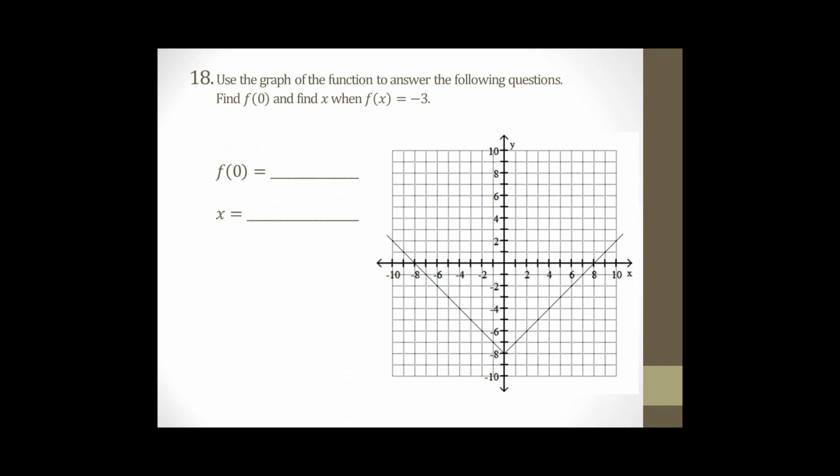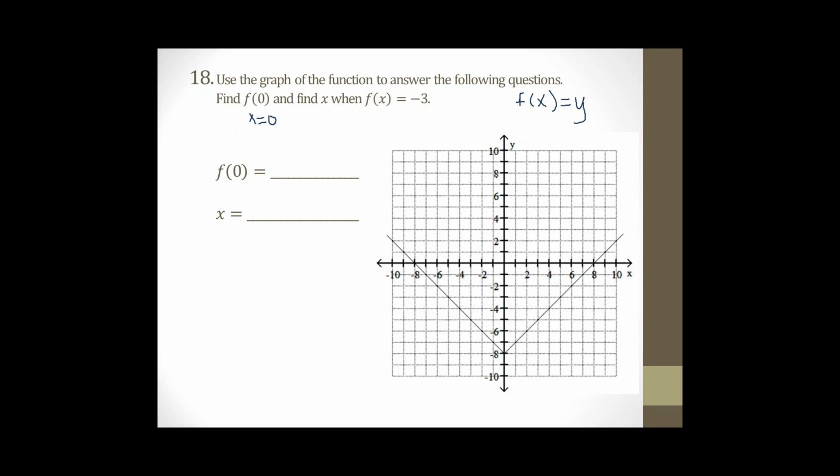Okay. Number 18, use the graph of the function to answer the following questions. Find f of 0 and then find x when f of x is negative 3. So remember that f of x is the same thing as y when we're thinking about the x and y coordinate plane. So f of x is just called function notation. So let's look at the first one, f of 0. So basically when x equals 0, what is my y?